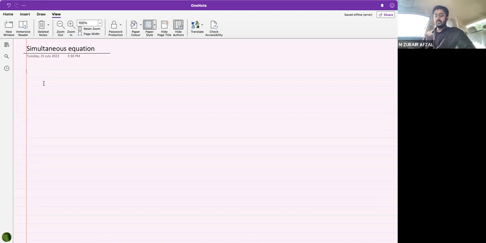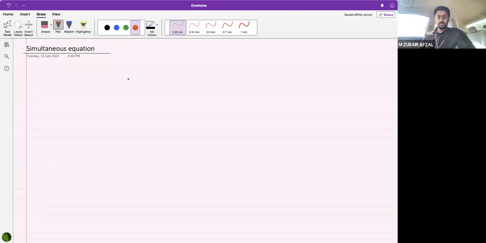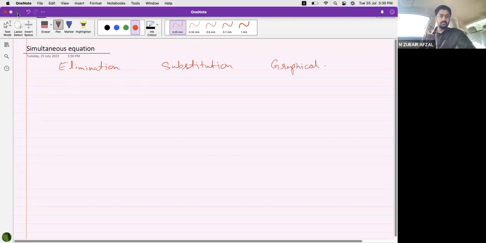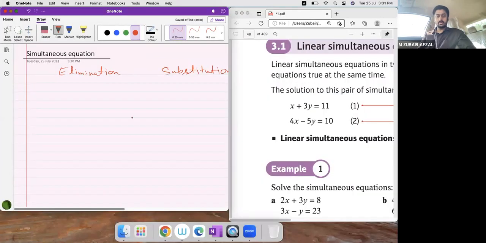There are three methods we can use. One is elimination. The other is substitution. And the third one is the graphical method.